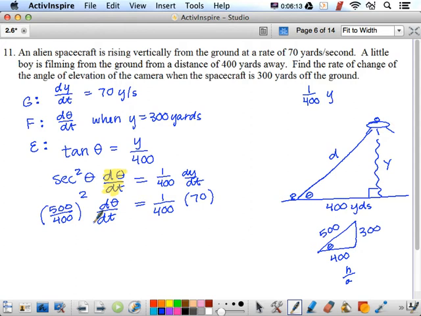You couldn't just plug in 1.2? Sure, you could. I'm just taking it one step at a time. So that'll reduce down to 5/4, right? And then we'll square it, and that would give us 25 over 16 multiplied by d theta/dt. And that equals 7 over 40. Then you just multiply both sides by 16 over 25, and that'll tell you what the rate of change of your angle is. So we can find the rate of change of an angle without ever even knowing what the angle is. I think that's pretty neat.